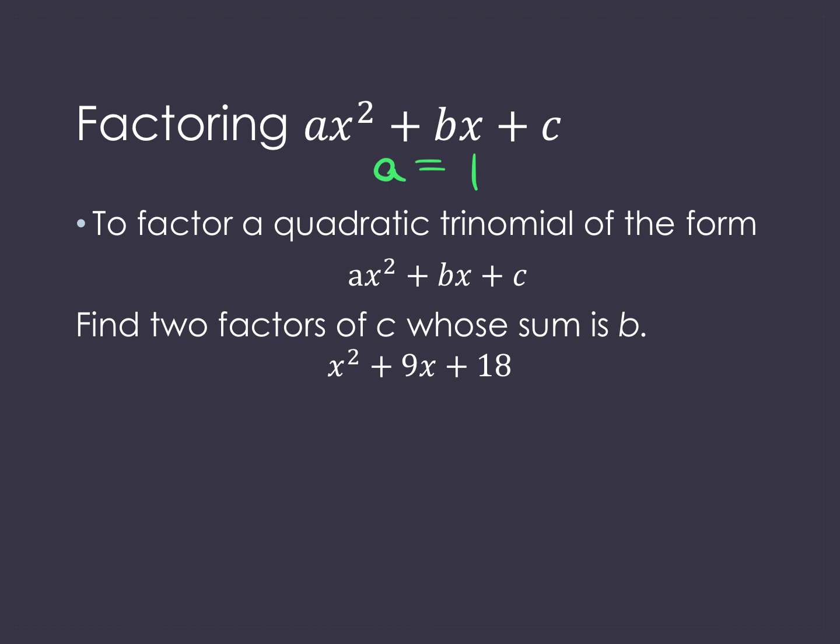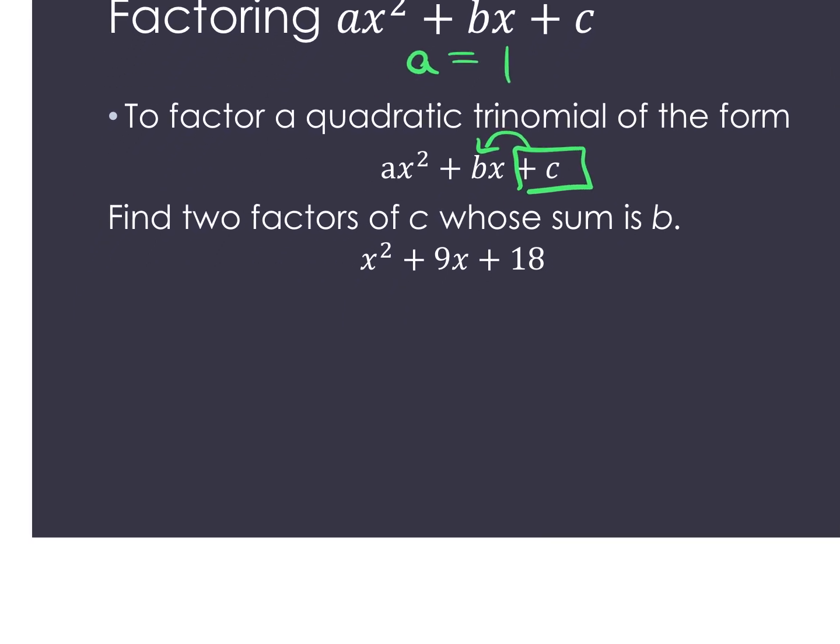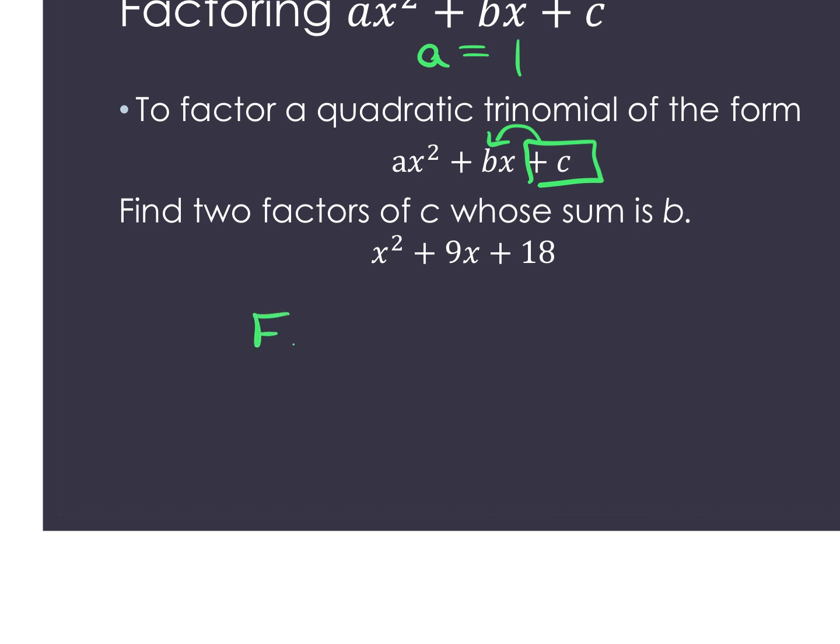These are going to be the easier trinomials. So what we need to do when it's in this form, we're looking for two factors of this c term that when I add them or find the sum, they will give me the middle term. So in this example here, I'm looking for the factors of the c term, which is 18. So factors of 18, that when I find their sum, it's going to give me 9.